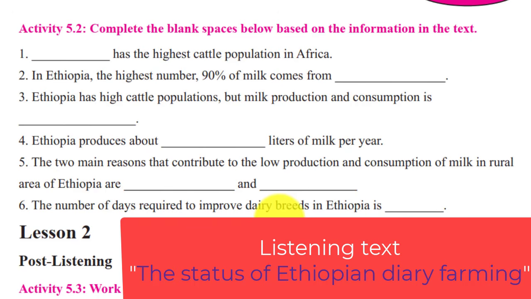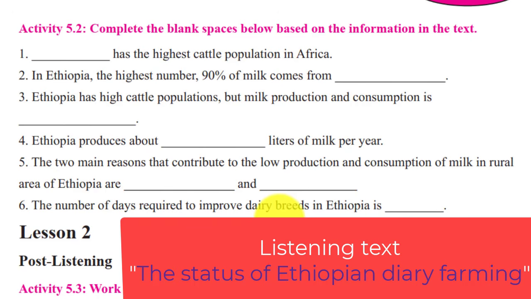Although camels, goats, and to a lesser extent sheep are used as milk animals, about 90% of milk comes from cows. Unfortunately, milk production and consumption is very low. This is because of different factors. For example, in rural areas, the animals used by smallholder farmers are local breeds which aren't selected for milk production, and animals are managed in a traditional way. Mostly they depend on natural pasture with no supplementary feeds, and the quantity of milk is low.